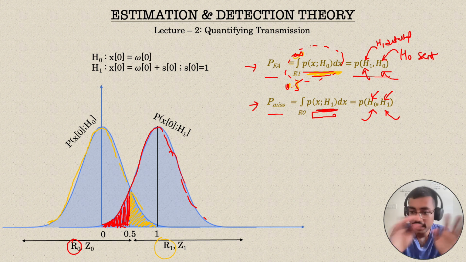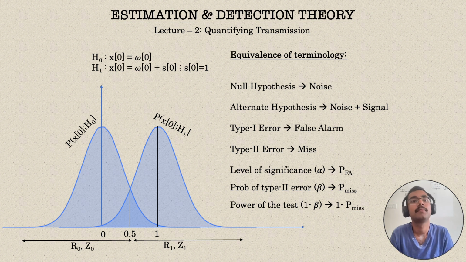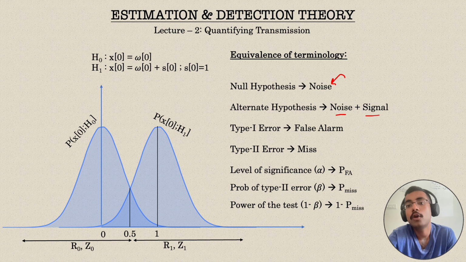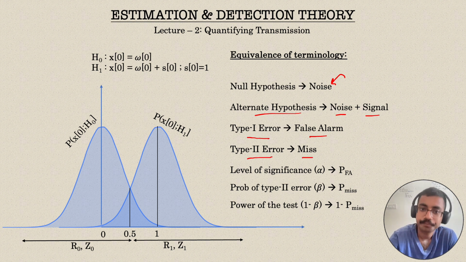Summarizing all of what we learned today, there is an equivalence of terminology. The null hypothesis, or the H naught in this case, we can tell that it is just noise. There is nothing. And if there is a signal with noise, now without noise there cannot be any receiving. There is bound to be noise. So we can call that the alternate hypothesis. Type 1 error is called false alarm. Type 2 error is called miss.